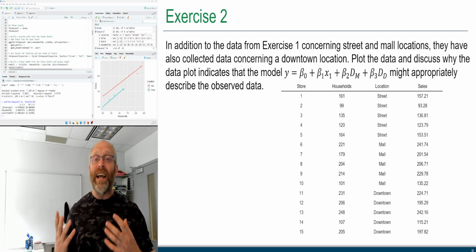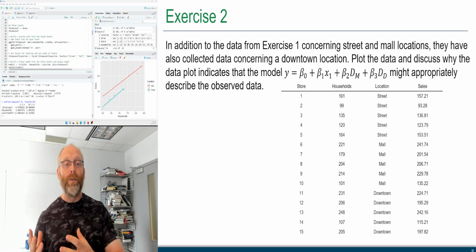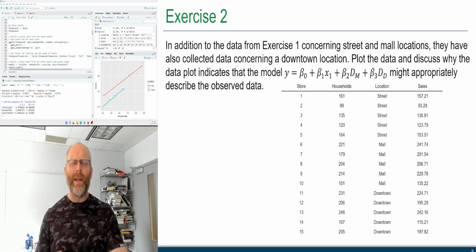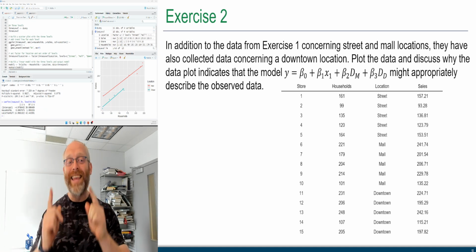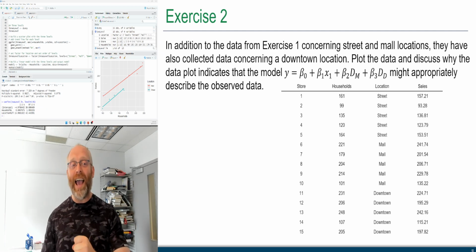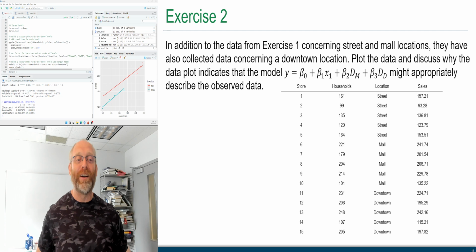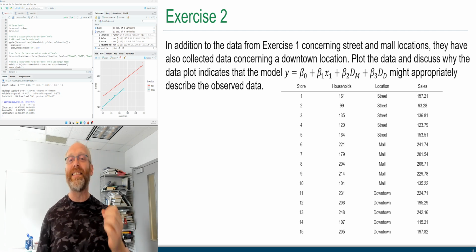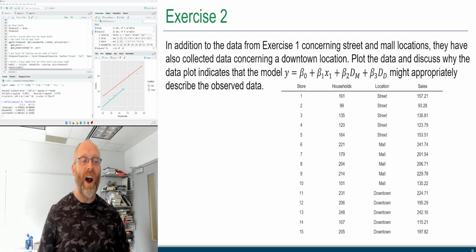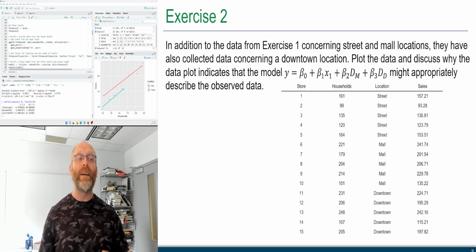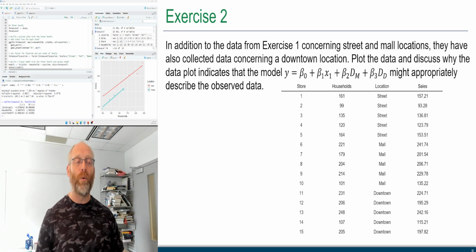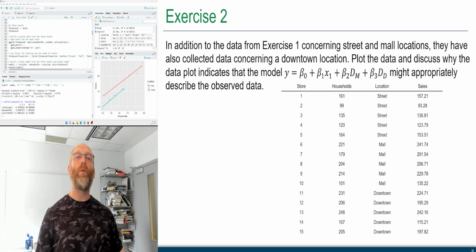So again, this is our electronics store. Our response variable, our Y, is going to be sales. This is what we are looking to predict. Our numerical variable is our household, so that would represent our X1, or households within a given region. Our categorical variable is location. So before we were starting with street and mall, now we're adding in downtown.